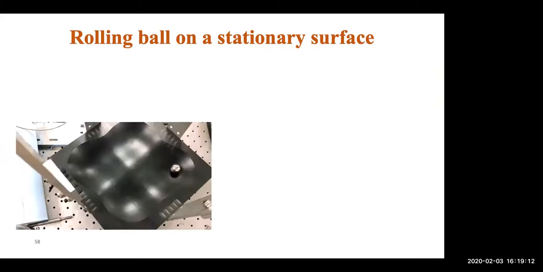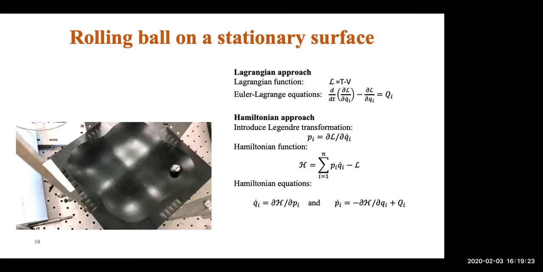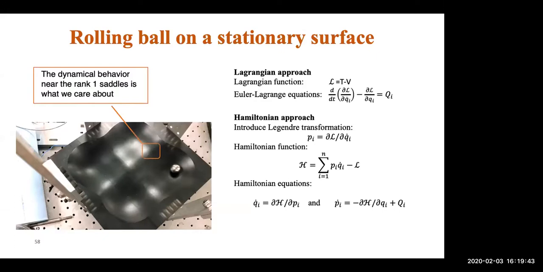The way that you would analyze this in terms of a mathematical model is you'd write the Lagrangian and get the Euler-Lagrange equations. And then we like turning things into a Hamiltonian form. In the Hamiltonian approach, instead of looking at configuration space variables and their time derivatives, you look at configuration space variables and momentum as another set of coordinates. And then you get Hamilton's equations, which are really nice. But we care about behavior near these, which are called rank one saddles.